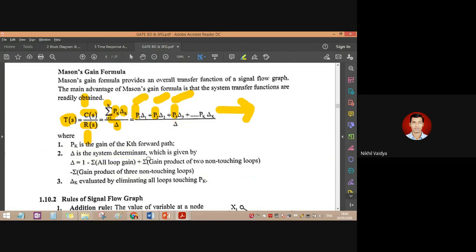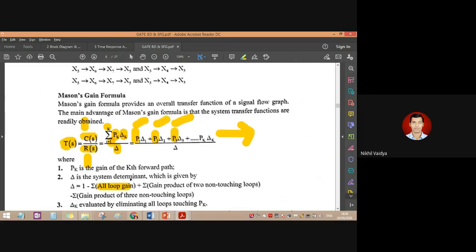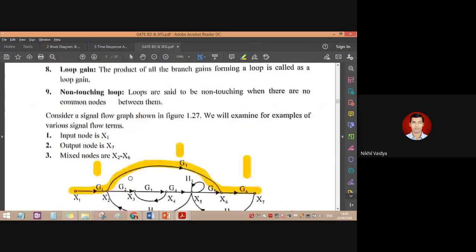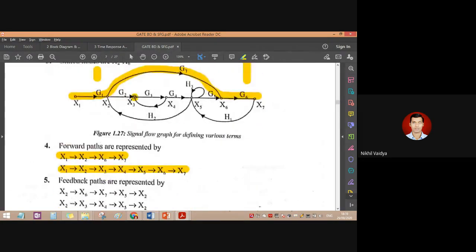So delta is the system determinant, which is given by delta is equal to 1 minus summation of all loop gains. What is the meaning of all loop gains? We had calculated loop gains here. Now how many loops were there? 4 loops. So the loop gain of this particular loop is G1 into 1, since there is no mention in this particular feedback path, so we can consider the path gain of feedback is 1 here. So G1.